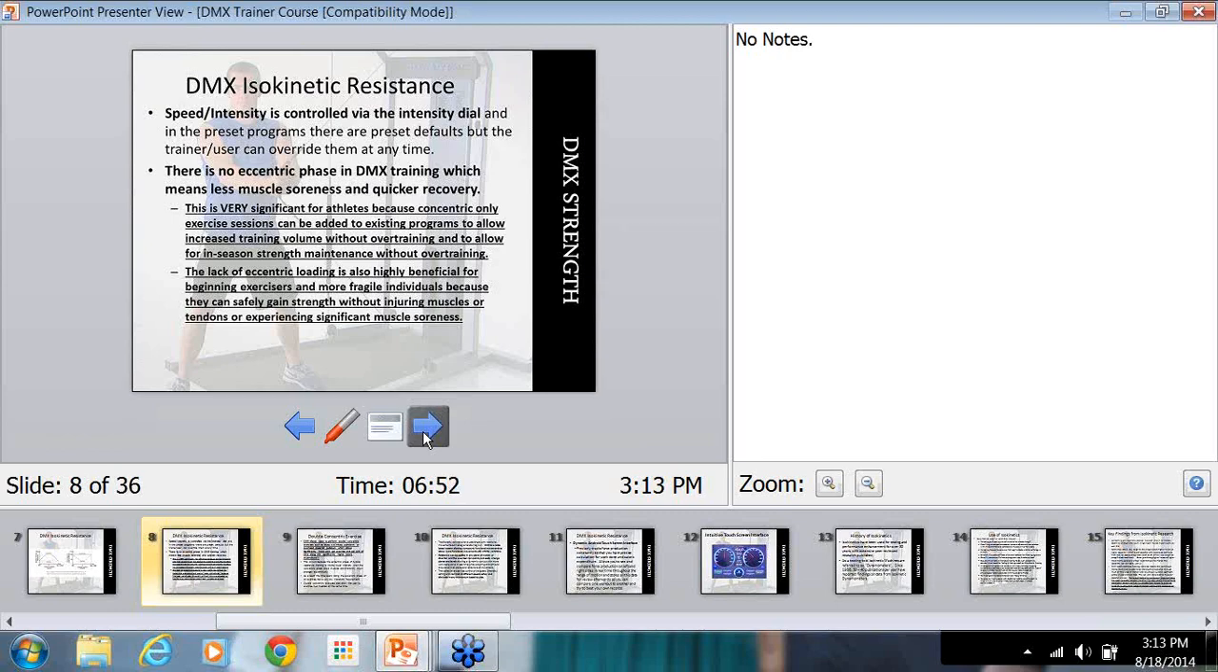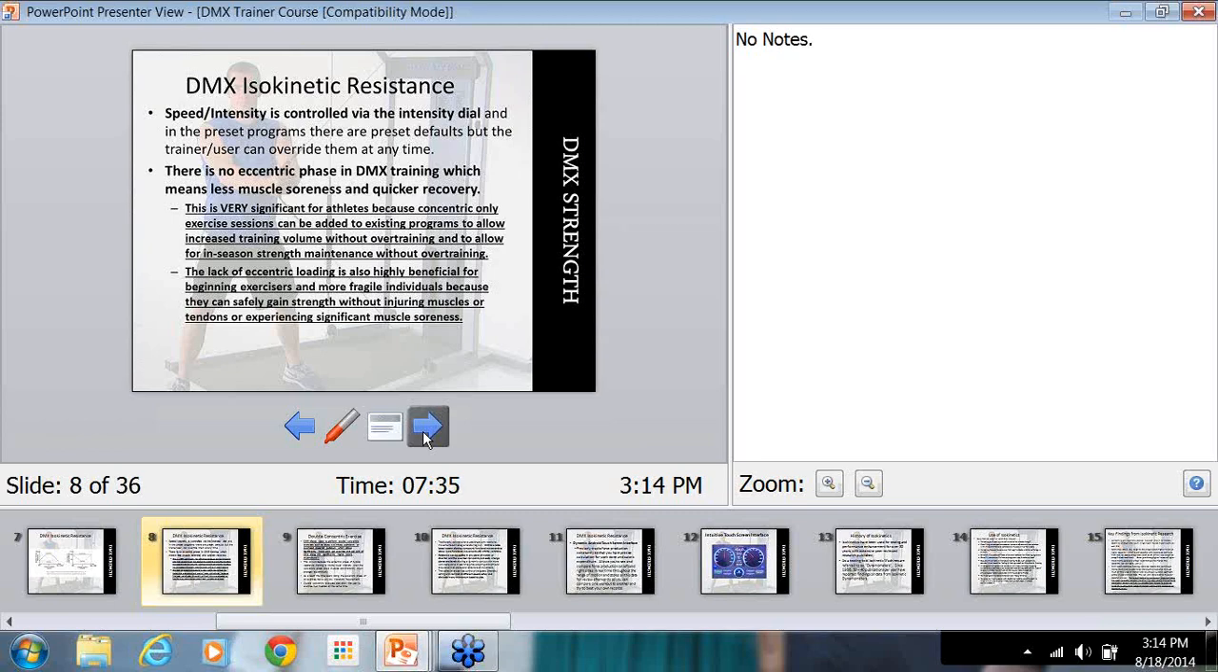So one of the key things to understand about DMX training is that DMX is a concentric-only isokinetic device. There is no eccentric phase. And what does that mean? Well, a couple things. Eccentric loading results in more muscle soreness and requires more recovery. And while there's certainly benefits to eccentric training, it can cause issues if we do too much, too soon, too fast, or at the wrong times with people. This is very significant for athletes, because concentric-only exercise sessions can be added to a program to allow you to have an increased training volume, yet not overtrain the athlete, and to allow for in-season strength maintenance without overtraining.